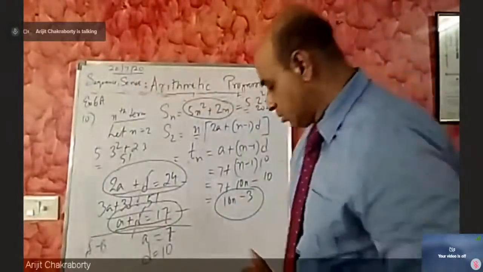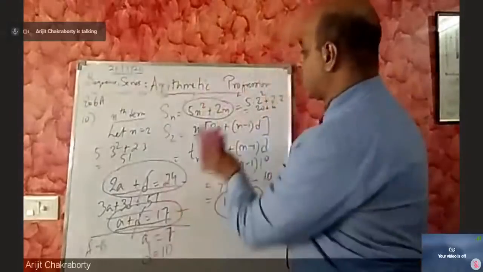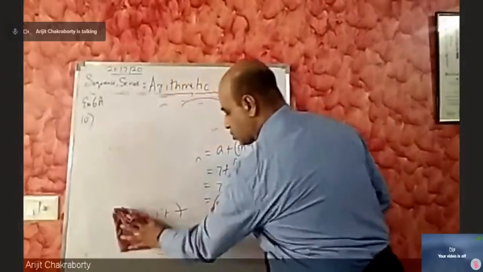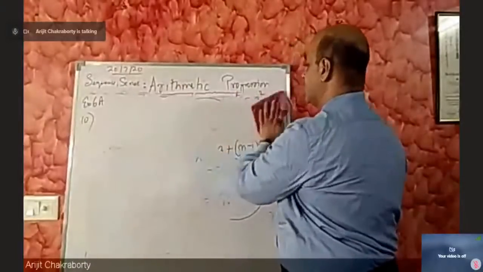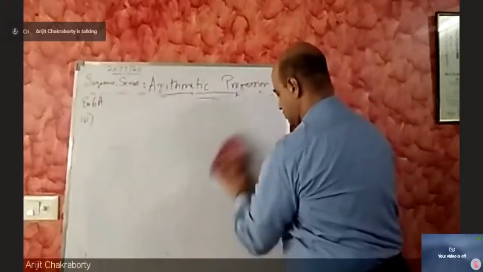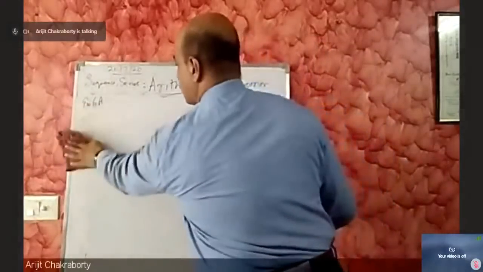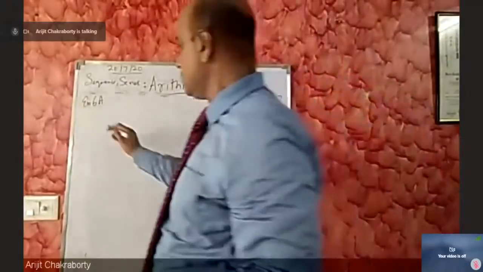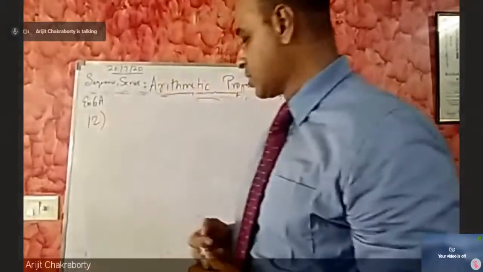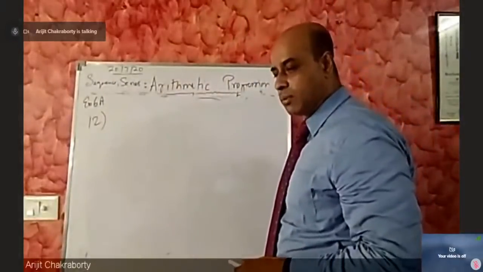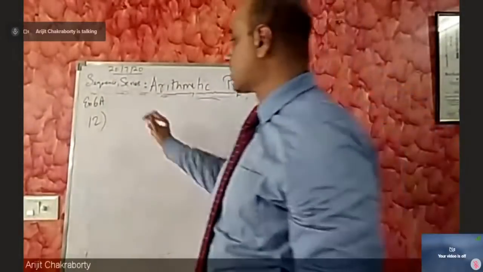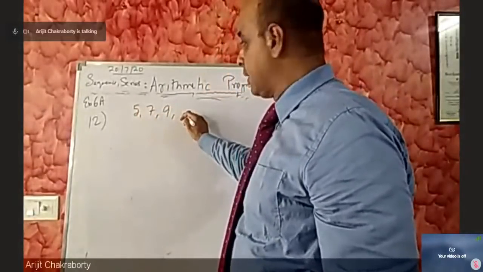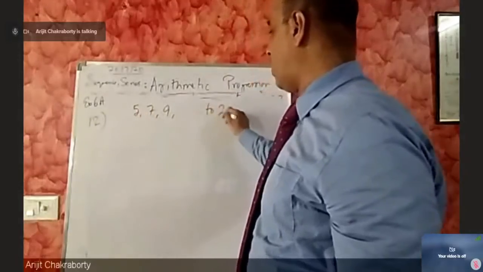Friends, I move on now to the 12th problem, 6a exercise number 12. So please see the 12th problem, problem number 12. I am rubbing this part. Okay, now we focus on the 12th problem. The question is, the last term of the series. The series is given 5, 7, 9 to 21 terms.